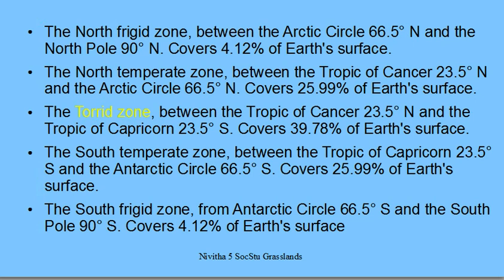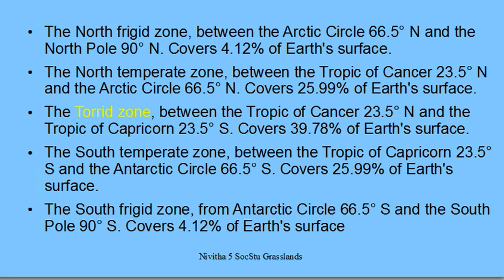The North Temperate Zone is Tropic of Cancer to Arctic Circle, and the South Temperate Zone is Tropic of Capricorn to Antarctic Circle. This covers around 50 to 52% overall. The temperate zones together carry 50% of the Earth's surface, the habitable land.